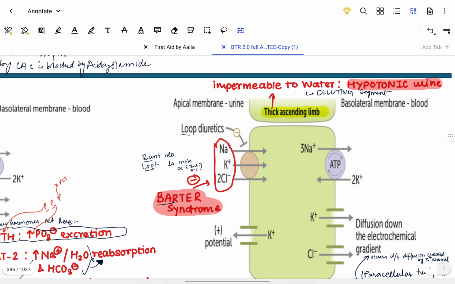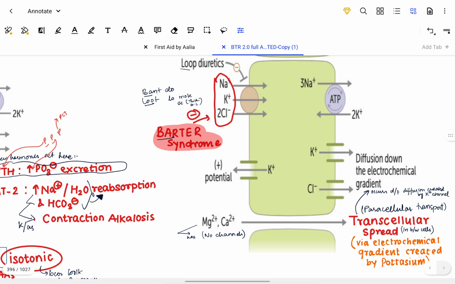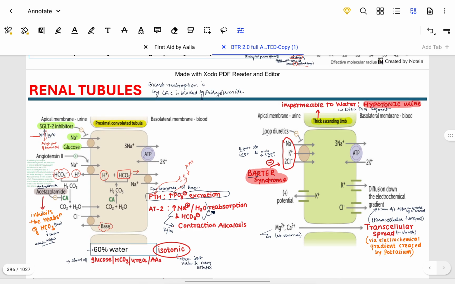Now let's see what solutes are reabsorbed. Sodium, potassium and 2 chloride are reabsorbed. 3 sodium in exchange for 2 potassium. Then we have diffusion down the electrochemical gradient. A pump is required for the 3 sodium and 2 potassium, right? But down the gradient we have potassium and chloride reabsorption. So a lot of things. Basically sodium, potassium and chloride are being reabsorbed in the thick ascending loop of Henle.